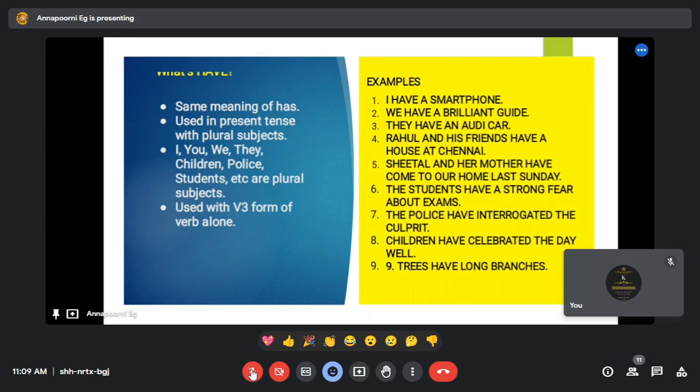So next, who is willing to read? Anjana, can you read the 5th to 9th?